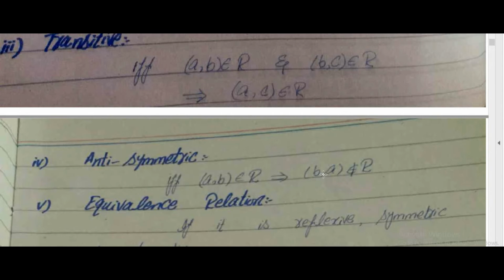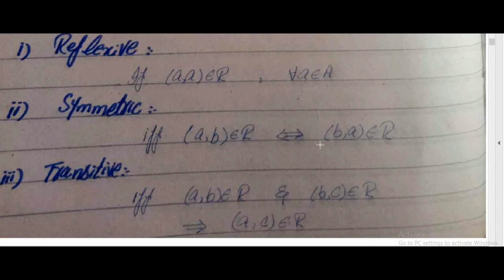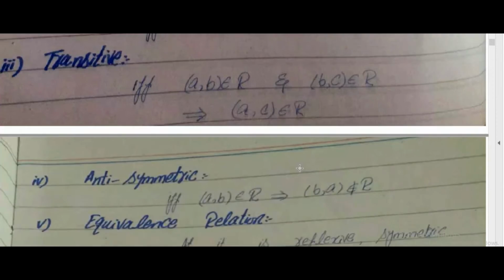If (a, b) belongs to R implies that (b, a) does not belong to R, then this relation is called antisymmetric. This is actually the converse of the symmetric relation. In a symmetric relation we say that a relation is symmetric if (a, b) belongs to R, then (b, a) should also belong to R. But in antisymmetry, we have one condition, and there is no guarantee for the other condition either holds or not. If (a, b) belongs to R, then it is not necessary that (b, a) will also belong to R. So this type of relation is called antisymmetric.